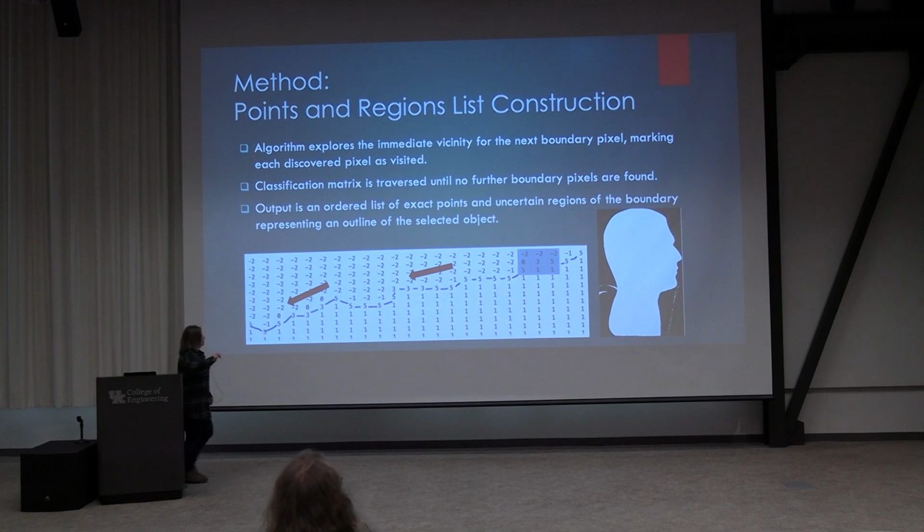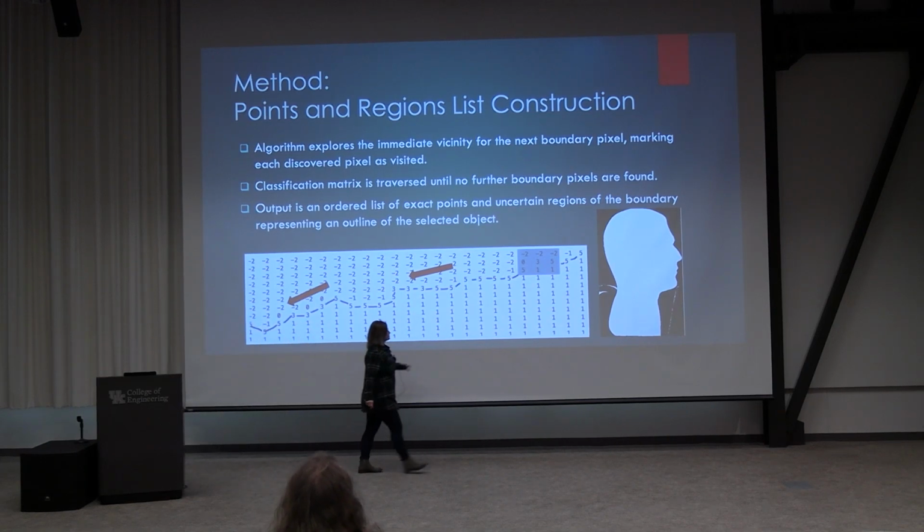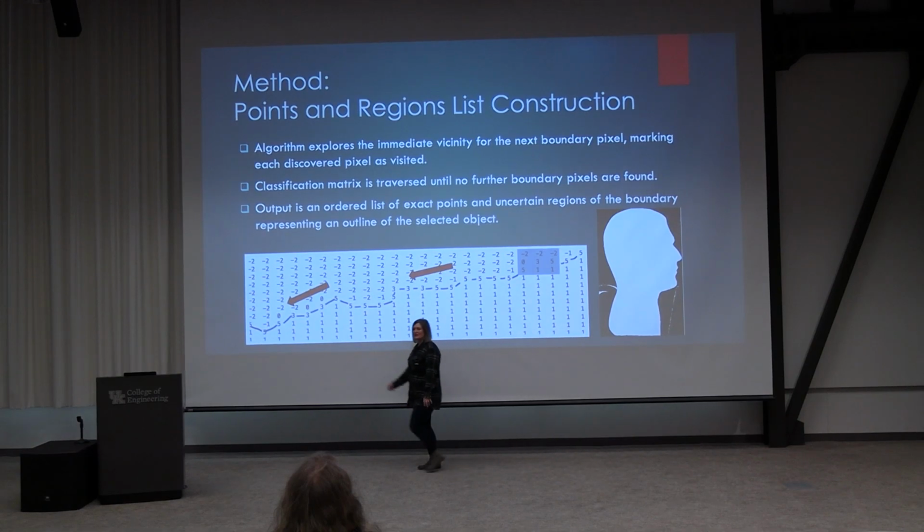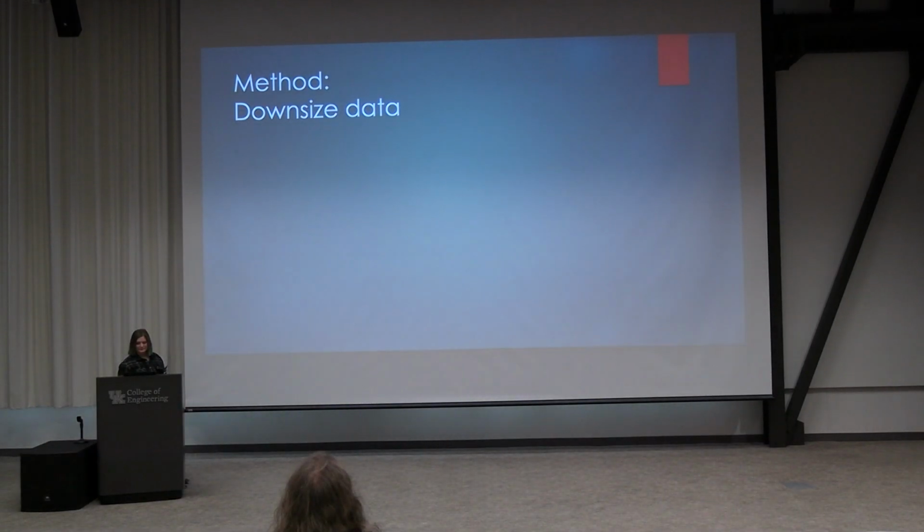After this, the classification matrix also serves as a mask for the image, where our initial guess for the object boundary would be. So this classification matrix also serves as a mask.